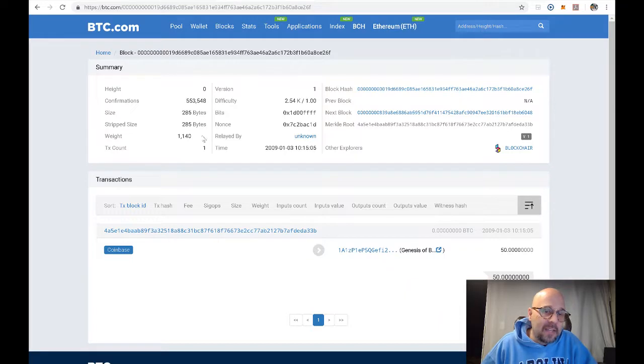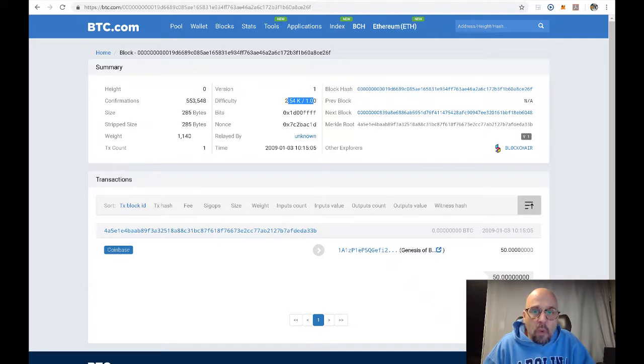The stripped size, we'll talk about segregated witness. This is where you're able to strip away the signatures, and we'll talk about that a little bit in later documentation. Then the version, and the difficulty that was used.